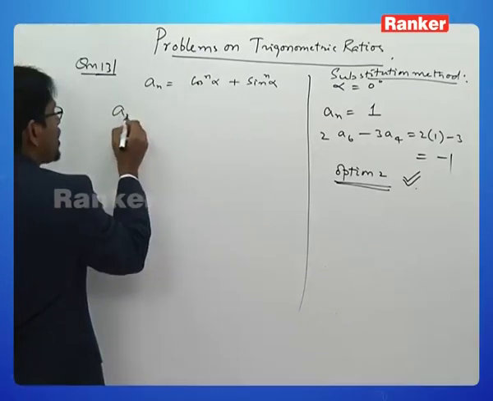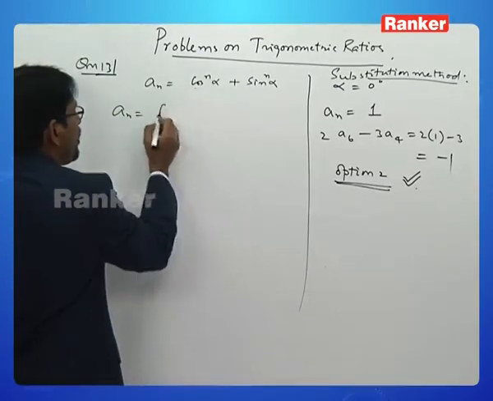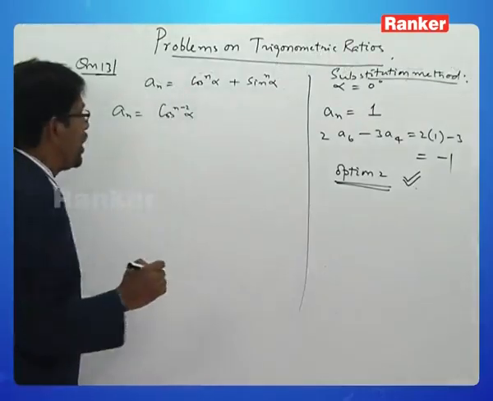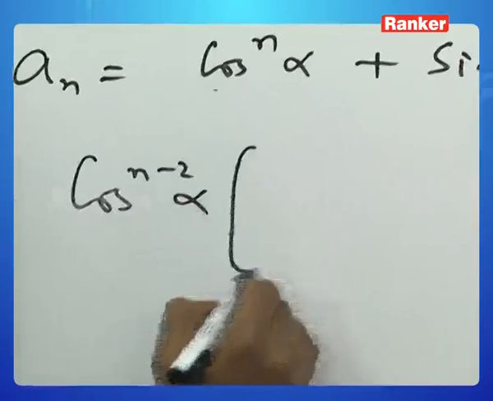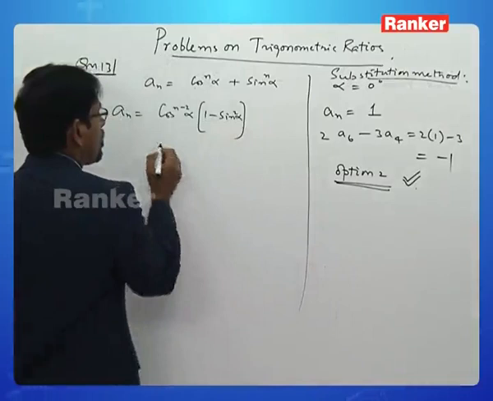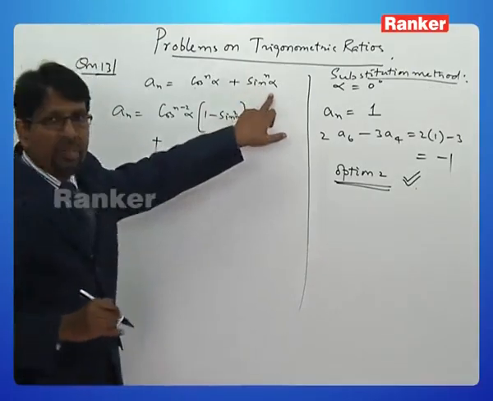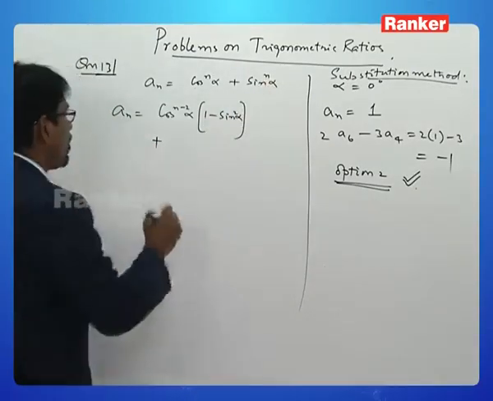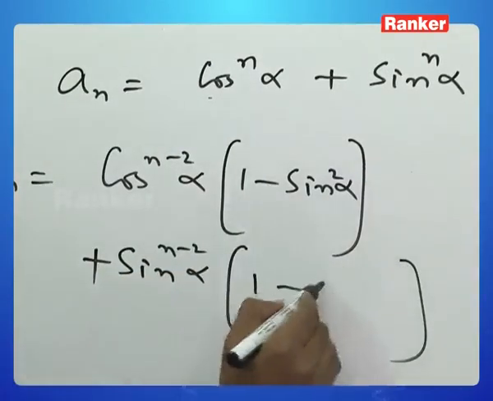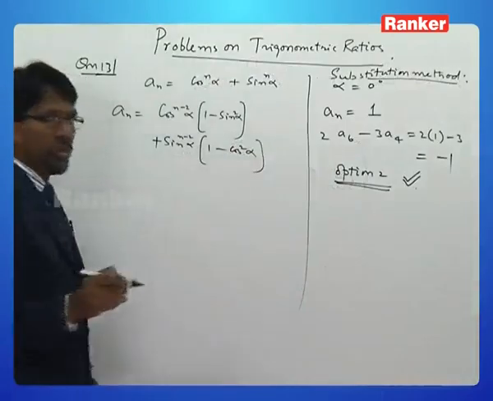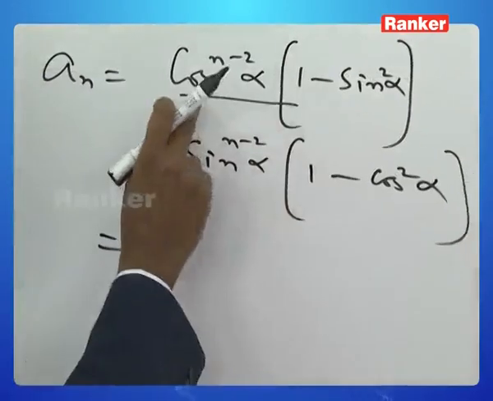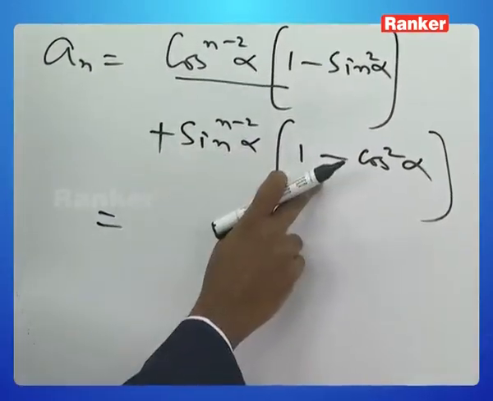So what is this? An is equal to cos power n alpha. I'll write it out as cos alpha power n minus 2 into cos square alpha. That cos square alpha, I'm going to write it as 1 minus sin square alpha, plus the sin alpha power n, we are going to write it as sin alpha power n minus 2 into sin square alpha. Sin square alpha, I am going to write it as 1 minus cos square alpha. So what we have here is cos alpha raised to the power n minus 2 plus sin alpha raised to the power n minus 2.